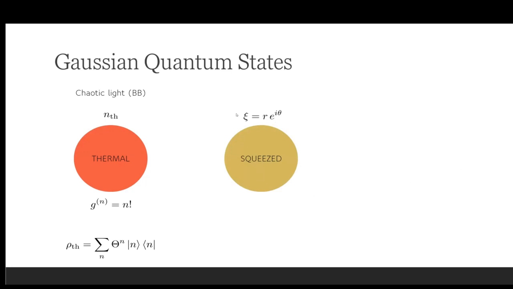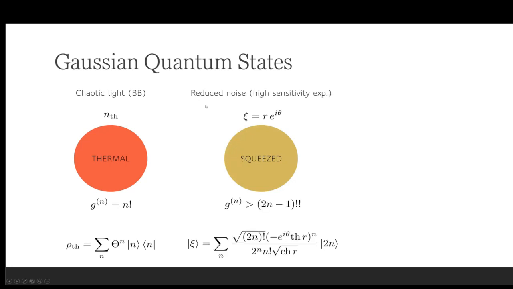This is described by this complex number: r is the amplitude of the squeezing, and this is the phase of the squeezing. This is very well known and used because of its properties. They have reduced noise, so the noise is even below the vacuum noise in some instances, and it is used in high sensitivity experiments such as LIGO, which used squeezed light to detect gravitational waves. It is also characterized by having a Gn greater than 1, so this is bunched too.